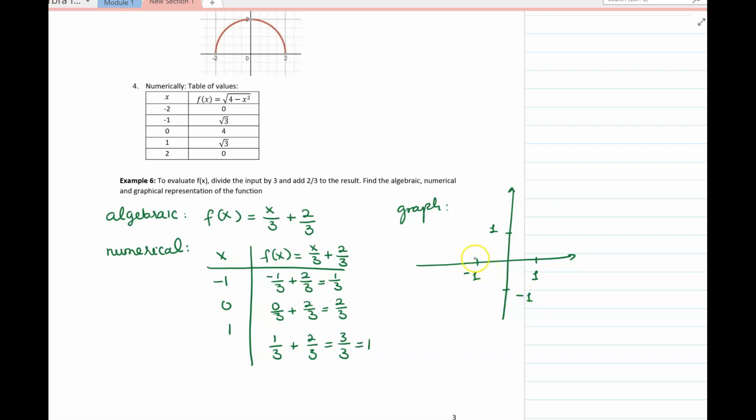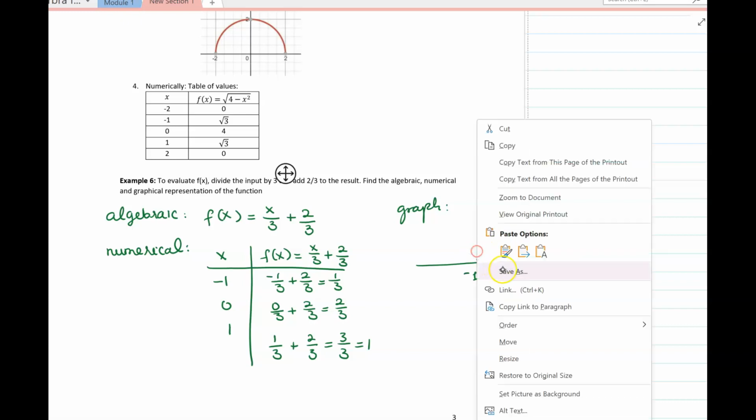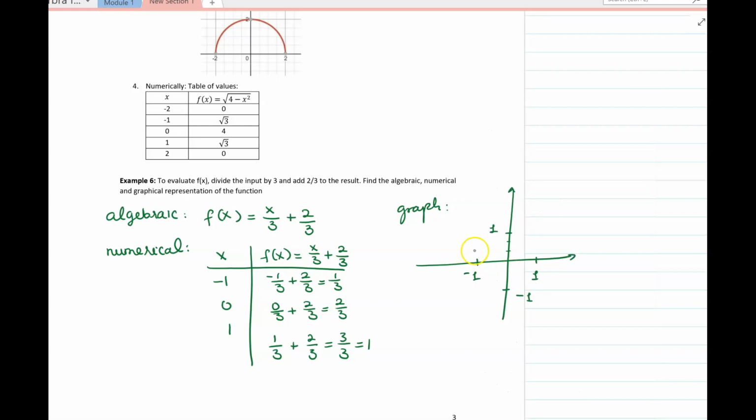When x equals negative 1, y equals 1/3. When x equals 0, y equals 2/3. And when x equals 1, y equals 1. So then we have this line.